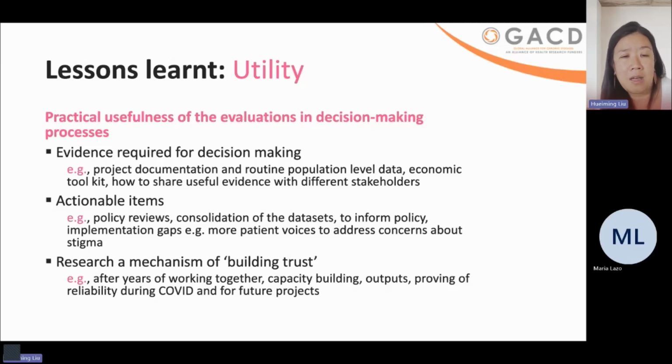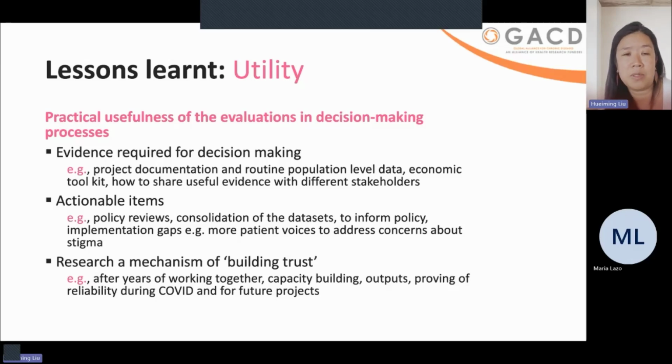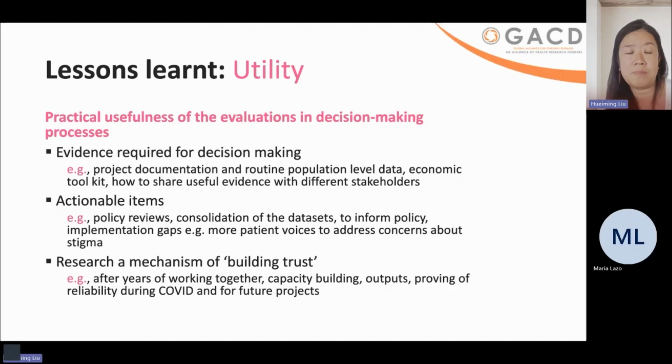Lastly, it's around how it feeds back into itself from feasibility and acceptability, but about how stakeholder partnerships and trust were really key in the feasibility, acceptability, and utility of our process and economic evaluations. It really loops back on itself, in which the research itself, through the years of working together, capacity building, and having combined outputs, could prove, I guess, the reliability and trustworthiness of the partnership. And that was even more apparent during COVID, and therefore informs future projects moving forward.